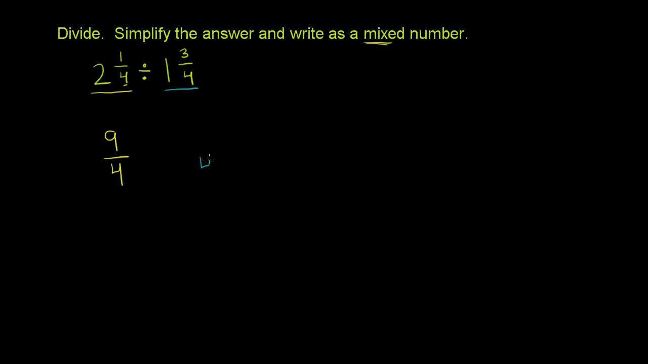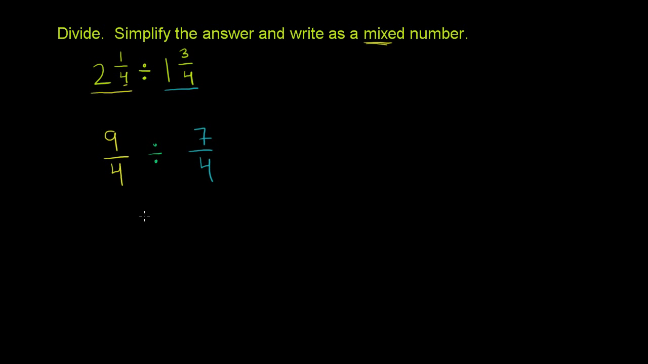You're going to have 4 in the denominator. And then the numerator is going to be 4 times 1, which is 4, plus 3, which is 7. So this is the exact same problem here. 2 1/4 divided by 1 3/4 is the same thing as 9/4 divided by 7/4.